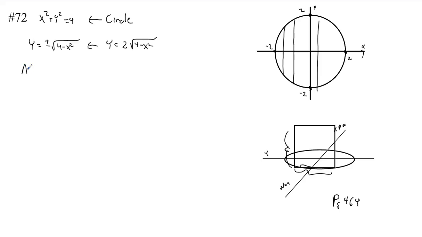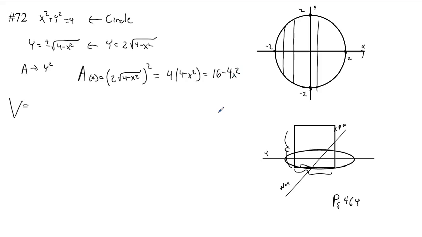Since the area of one square is essentially going to be y squared, my total volume here, my A of x function in this case, is going to be 2 square root of 4 minus x squared, squared, which turns out to be 4 times 4 minus x squared, or 16 minus 4x squared.